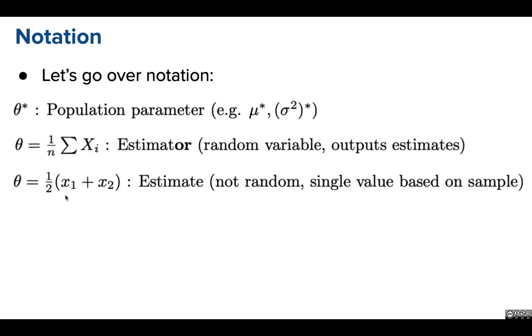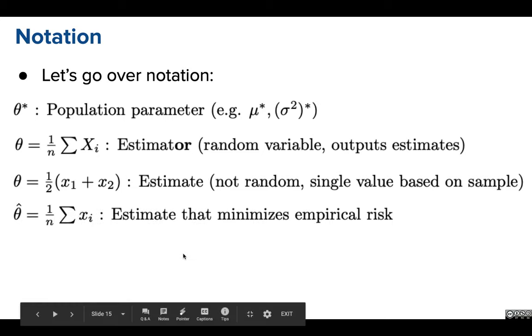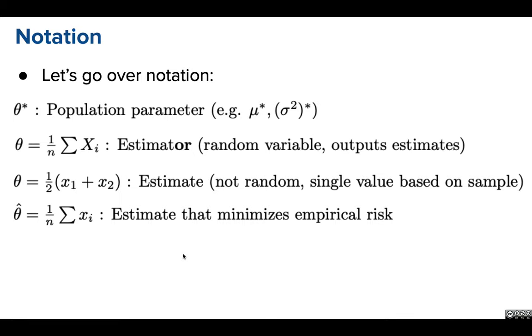If I use little x's instead of big x's, this should tip you off that I'm talking about a single estimate. It's not a random variable, it's a single value based on the sample. And the estimate that minimizes the empirical risk, I'll use a special notation for it. I'll put a hat on top. So theta is any estimate based off the sample, and theta hat is the empirically optimal estimate. It's the estimate that minimizes the empirical risk.